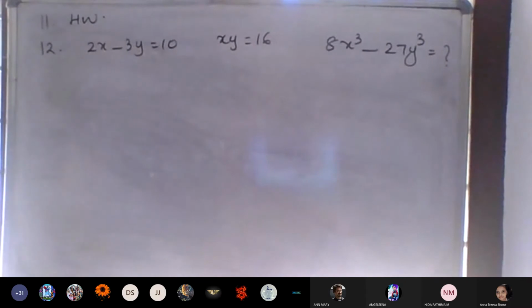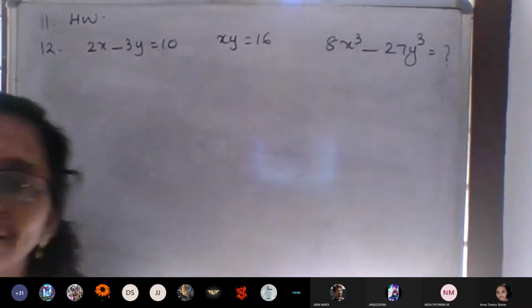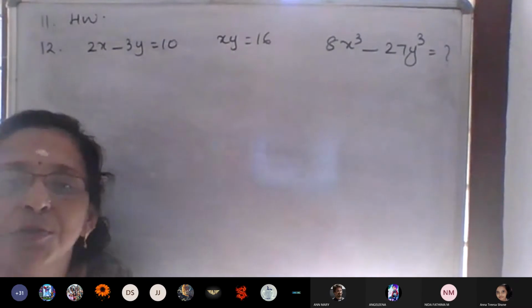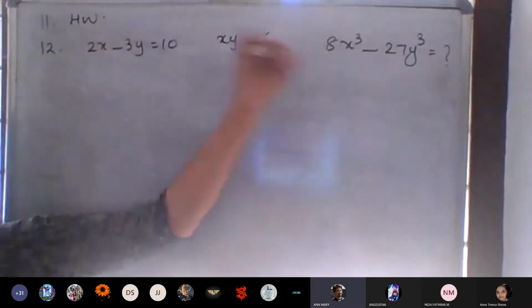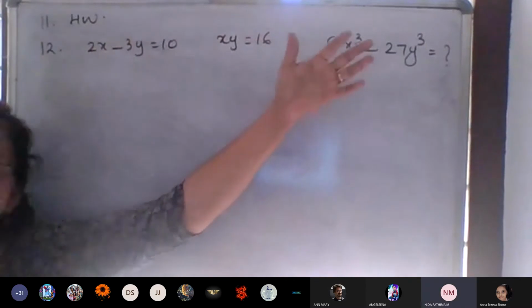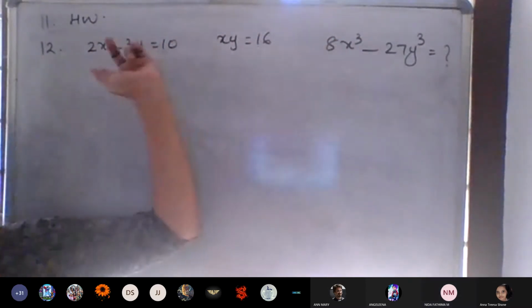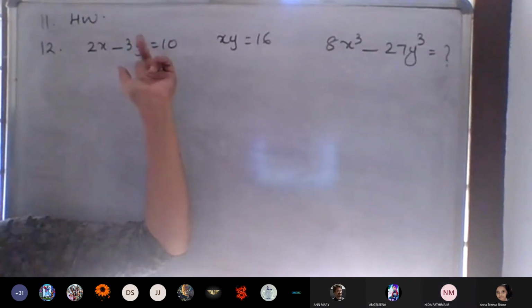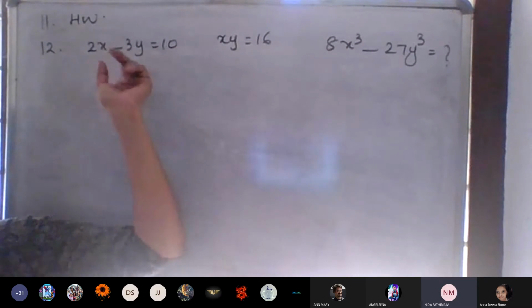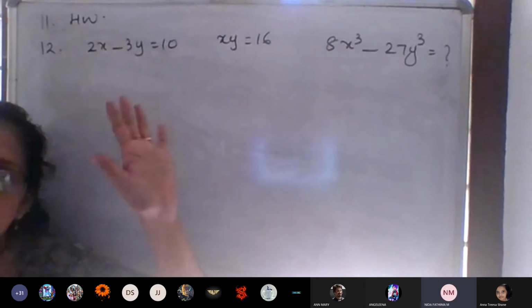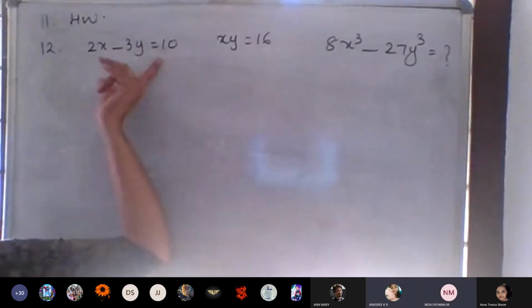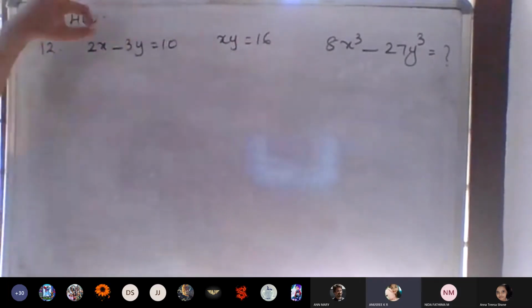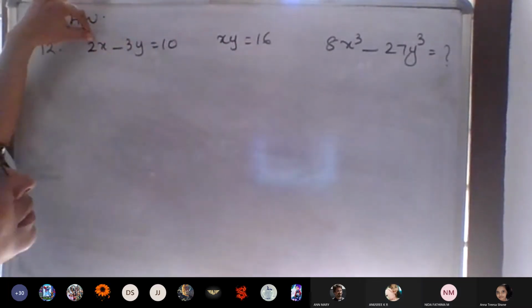So, what we have to do? Compare 2x minus 3y whole cube. What you are saying is correct. Tell me. And we want to cube that. Cubing both sides, then only we will get it.